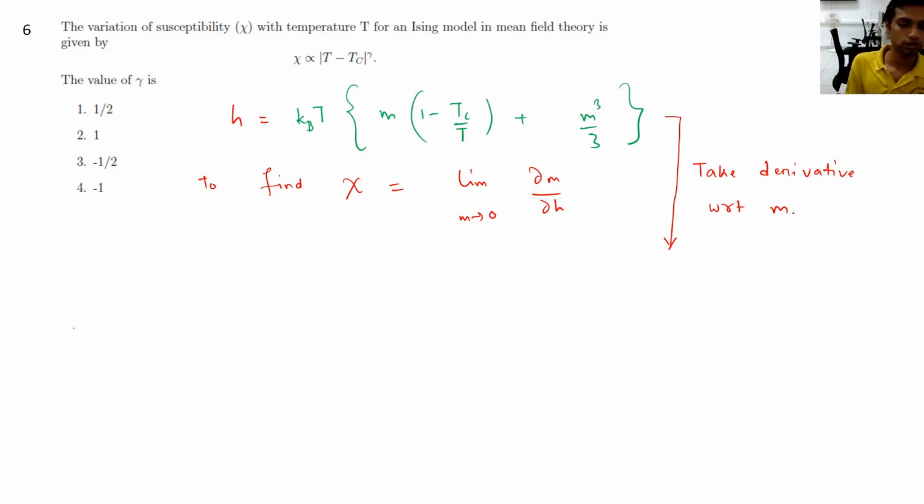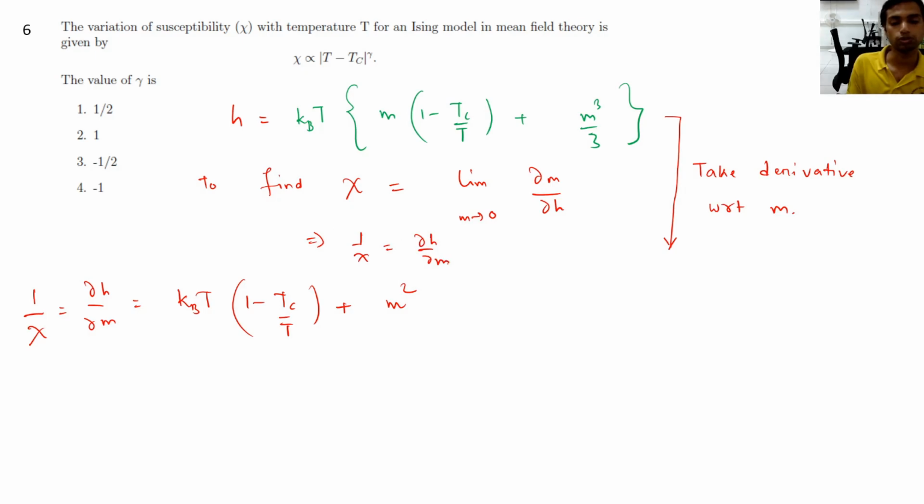So what you will get is kBT minus Tc over T, plus m cube by 3, so it is m square. Okay, and if this is your chi, if you do so, what is this? It is the derivative of h with respect to m, so this is actually your 1 over chi. So this means 1 over chi is equal to dou h over dou m.